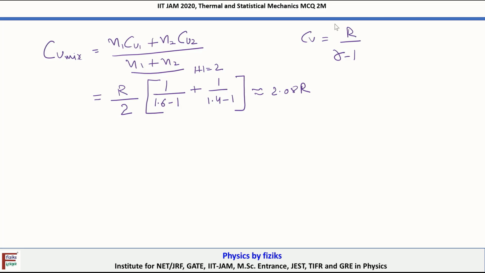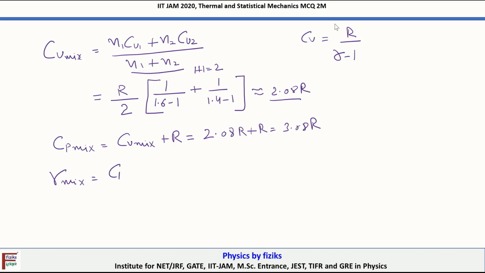Now Cv mix we have evaluated. From here, Cp mix will be Cv mix plus R. That means 2.08 R plus R, which is equal to 3.08 R. Therefore the gamma value for the mixture is Cp mix divided by Cv mix, which is 3.08 R divided by 2.08 R, and this comes out to be equal to 1.48.